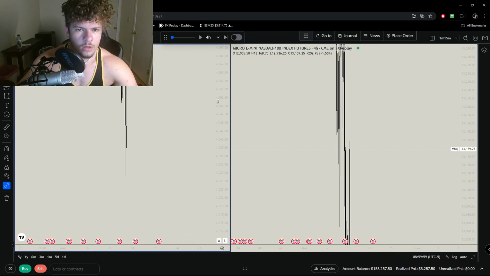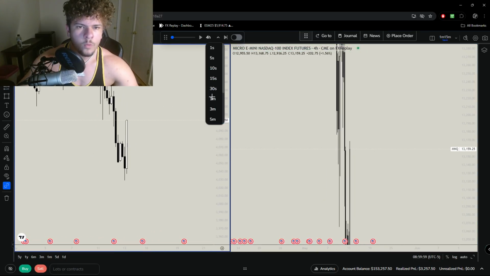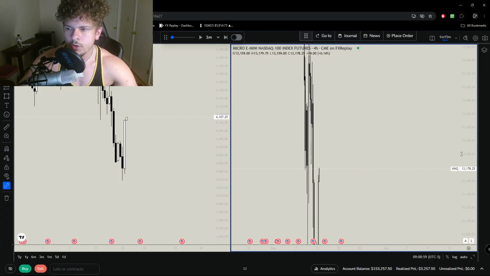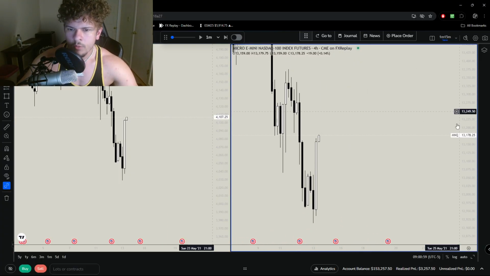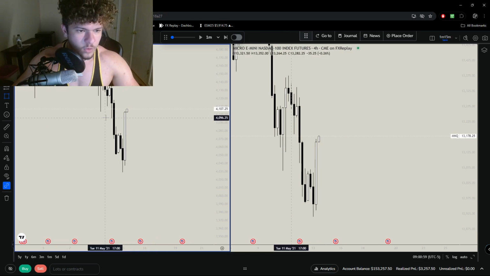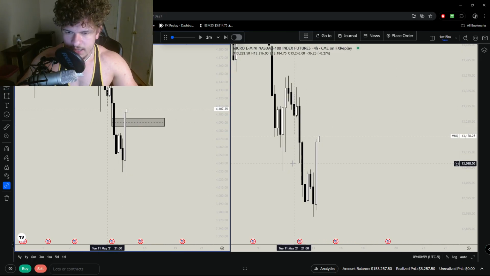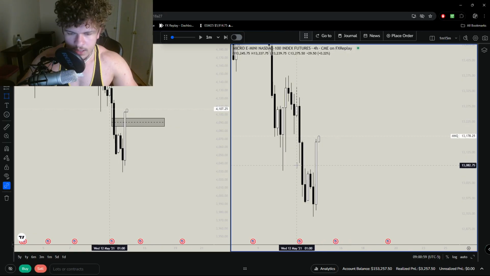4 hour. Ooh, we are inversing. We are inversing. We inverse this 4 hour fair value gap here. But I'm actually going to mark out. Actually, no, we can't do that quite yet. So we inverse this 4 hour fair value gap on NASDAQ and ES.